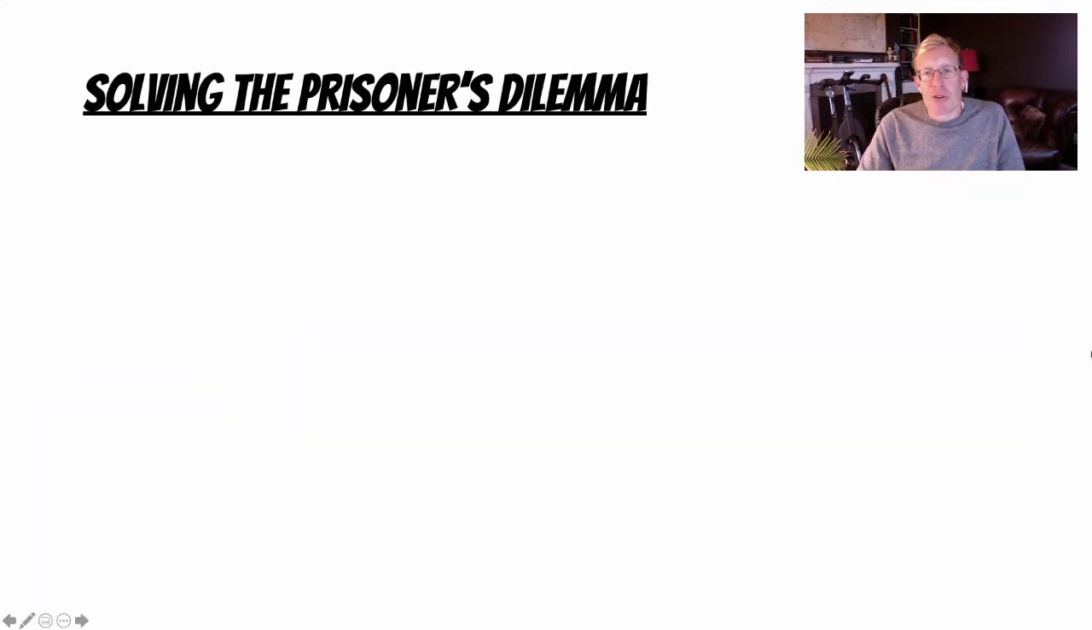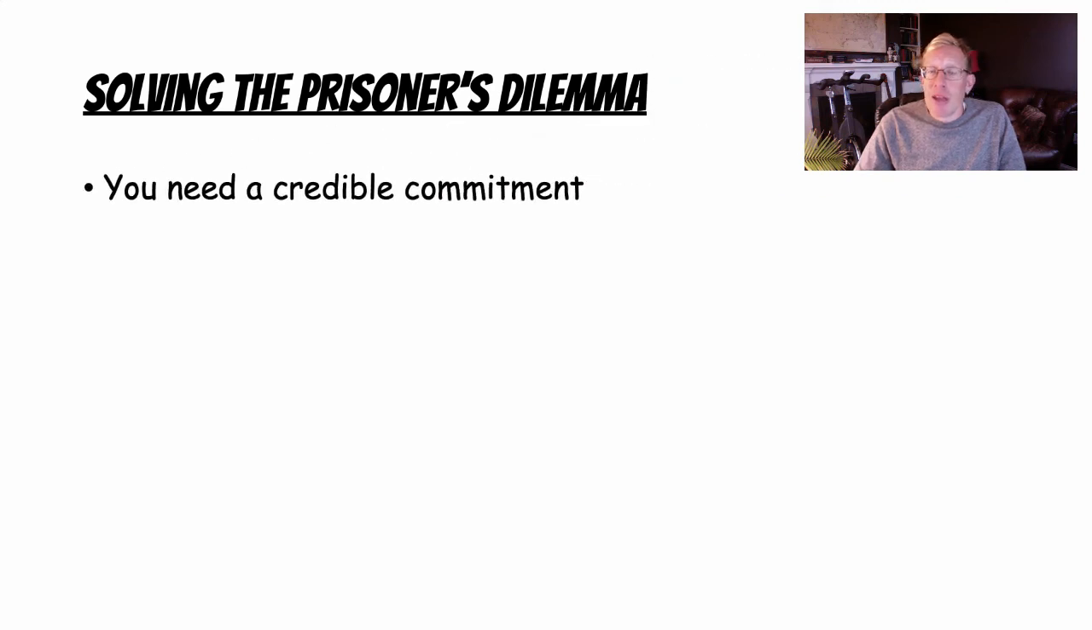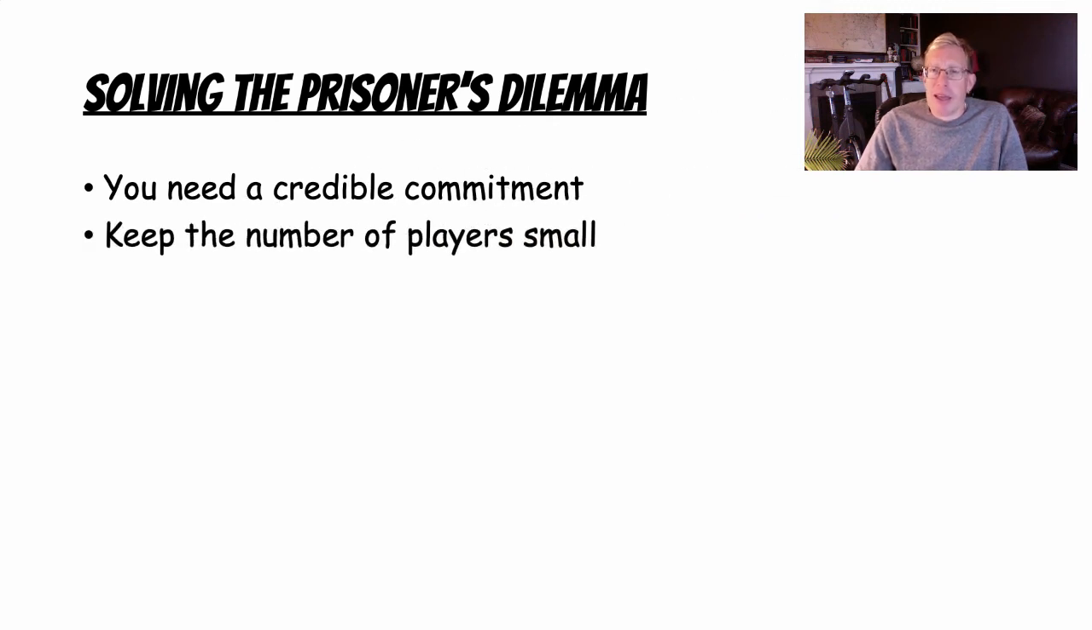So how do you solve the prisoner's dilemma? Well, probably the most important thing is you need a credible commitment. You need something that says, look, if you go against the best outcome here and you go with your dominant strategy, something is going to happen. There needs to be a way to enforce the threat of harm to one of the participants. It helps if you can keep the number of players small. That way there's fewer people to narc, fewer people to rat the other ones out.